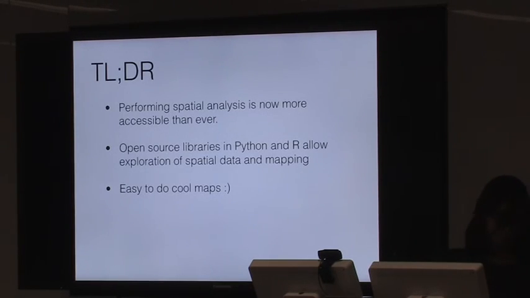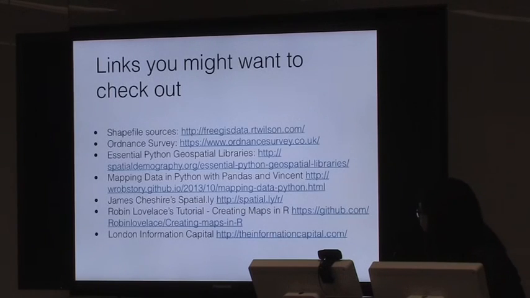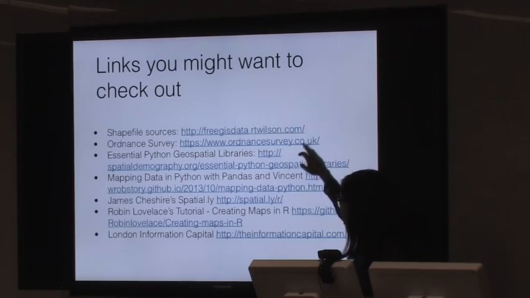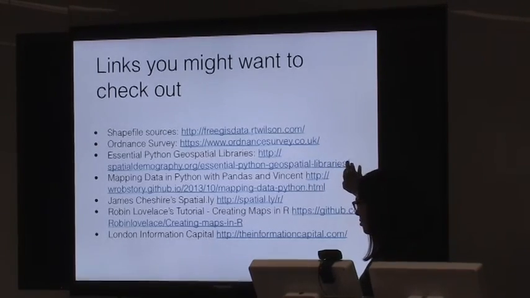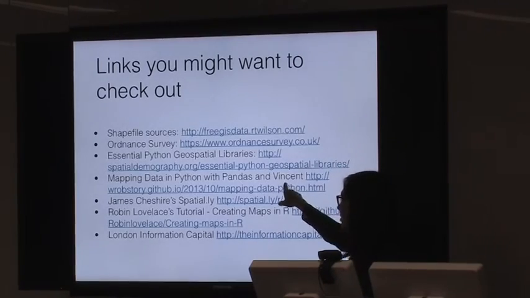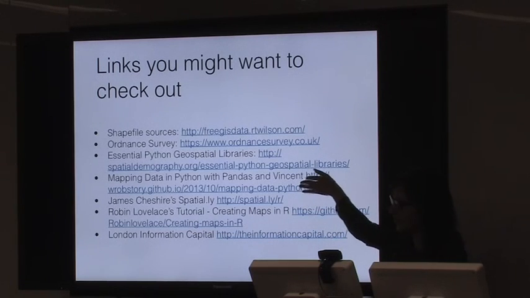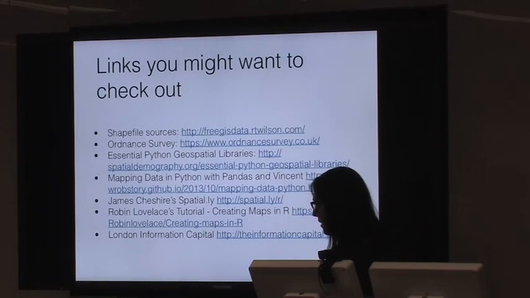So TLDR, performing spatial analysis is now more accessible than ever. Open source libraries in Python and R allow exploration of spatial data and mapping, and it's very easy to do cool maps. So these are some links that might be worth your time. Once the slides are made available, just click on them. There's lots of sources for shapefiles, the Ordnance Survey, some basics on Python's geospatial libraries, some very nice tutorials. I have never used Vincent as a visualization library in Python, but some people like it. So you can also do maps with that.